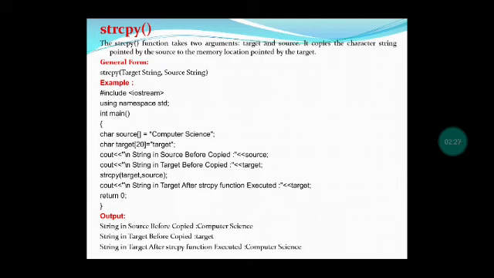Next function, the string len function. This function is used to give the length of the string. It returns the length of the string, and this length does not include the null character. Each and every string ends with the null character. This null character will not be included. But if there is a space between the two strings, that will be added.